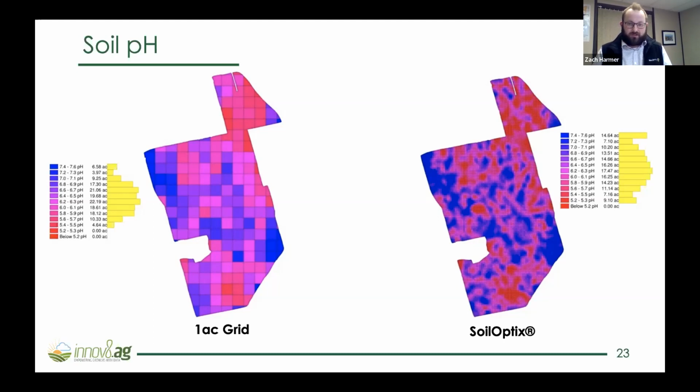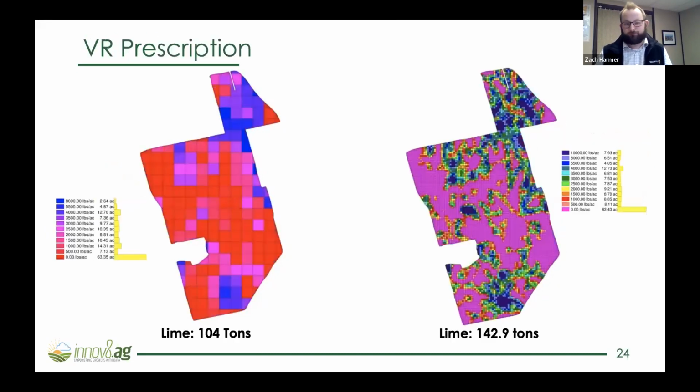But if you really look in the southern part of that field, the northern part of that field, that's where we're really starting to show that definition. And that's what translates, let's say, into the variable rate application. You can go to the next slide, Ian.